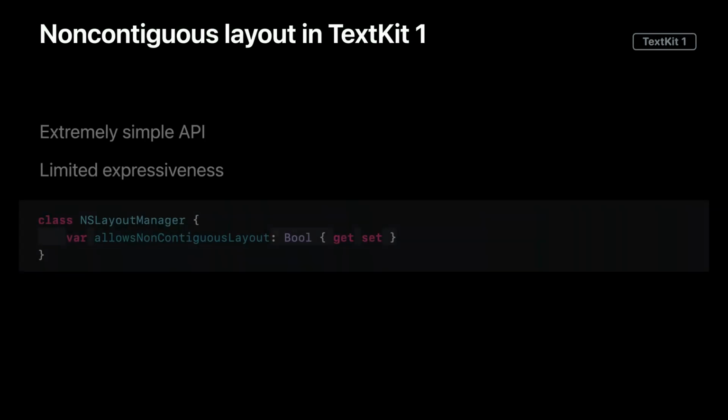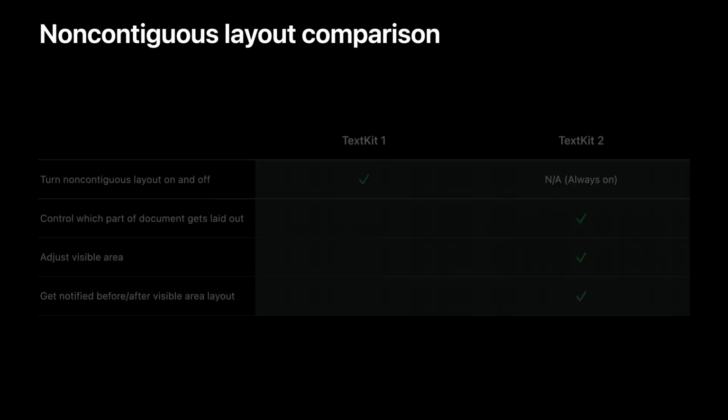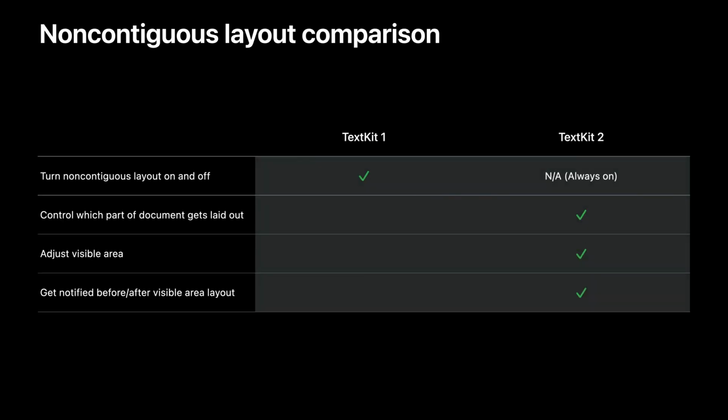In contrast, non-contiguous layout is optional in TextKit 1. It's enabled using a Boolean property on NSLayoutManager. This API is simple, but because it is simple, it can't express information about the state of the layout at the time you request layout information. Non-contiguous layout relies on estimates that may change later, once other portions of the document have been laid out. With TextKit 1, you can only turn non-contiguous layout on or off. There is no ability to control which parts of the document get laid out, and no way to know when layout finishes and the layout estimates are updated to the real values.